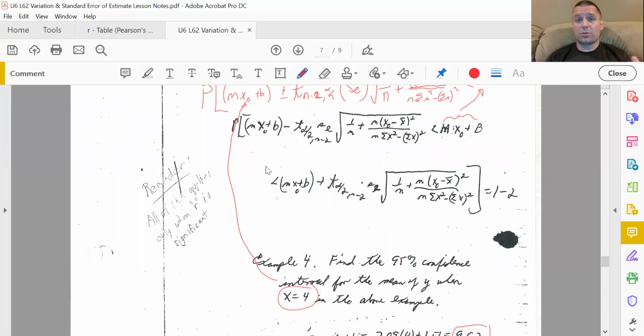Practice this. I might as well tell you straight up right now, on test number 6, you have to build one of these confidence intervals, so practice it now, okay?